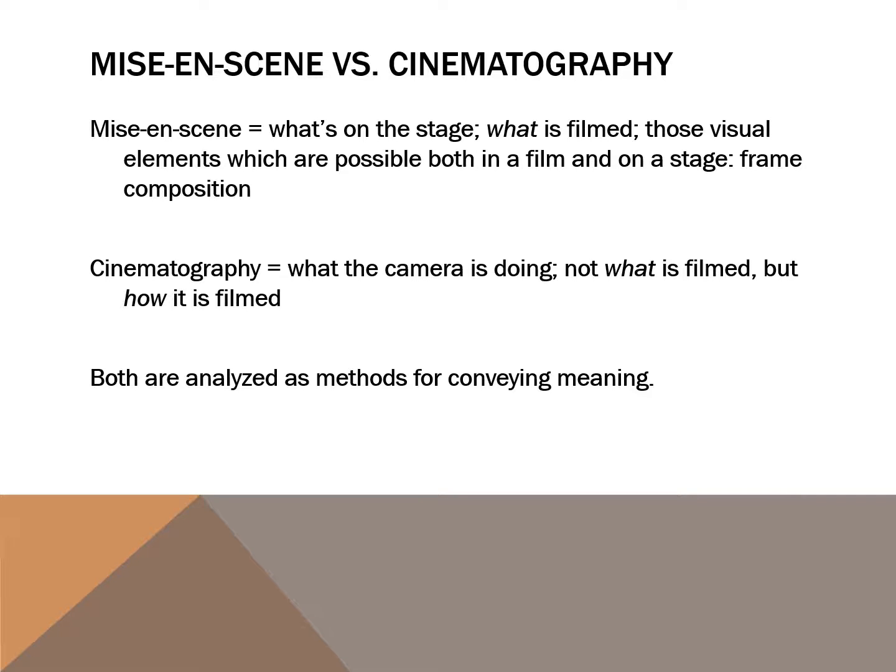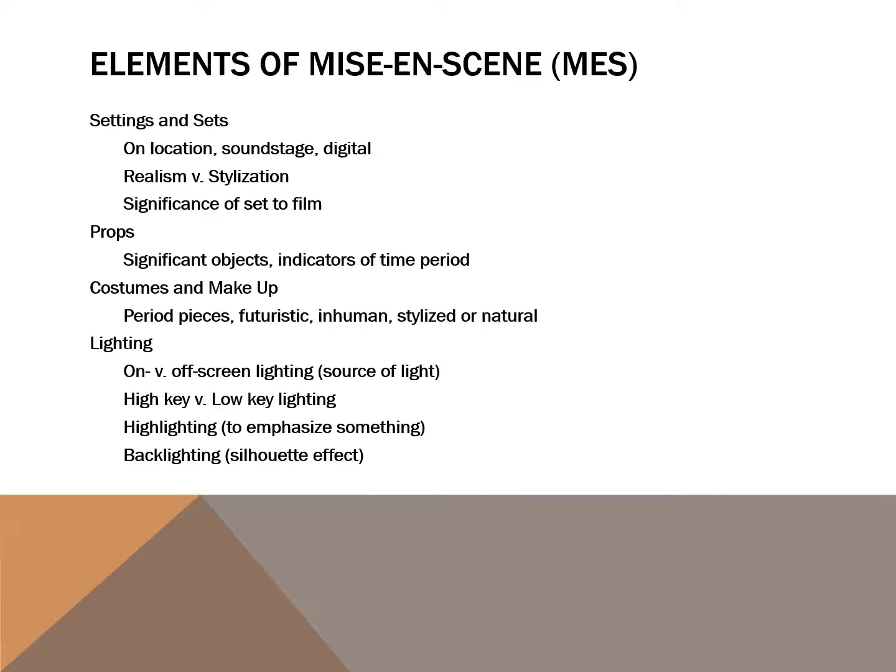Cinematography, on the other hand, is how it is being filmed. It's what the camera is doing, not necessarily what is being filmed, but how the camera is moving, the distance from the actors, the angles, the focus, things of that nature. Both are analyzed as methods for conveying meaning. We're going to start with mise-en-scene.